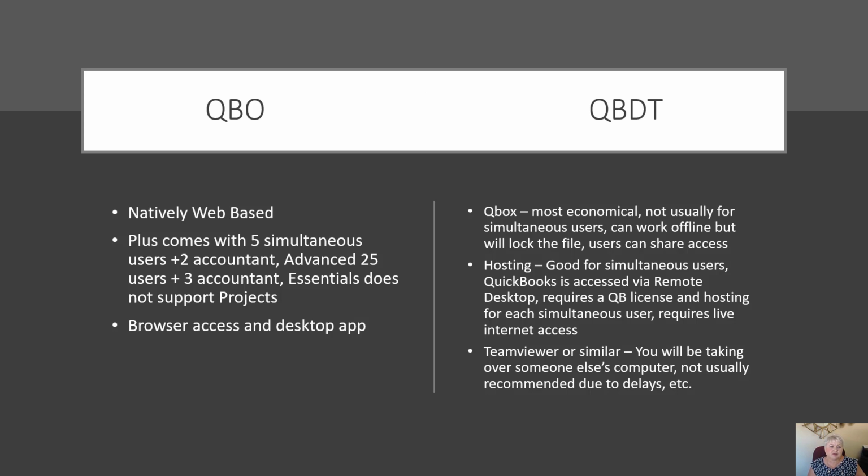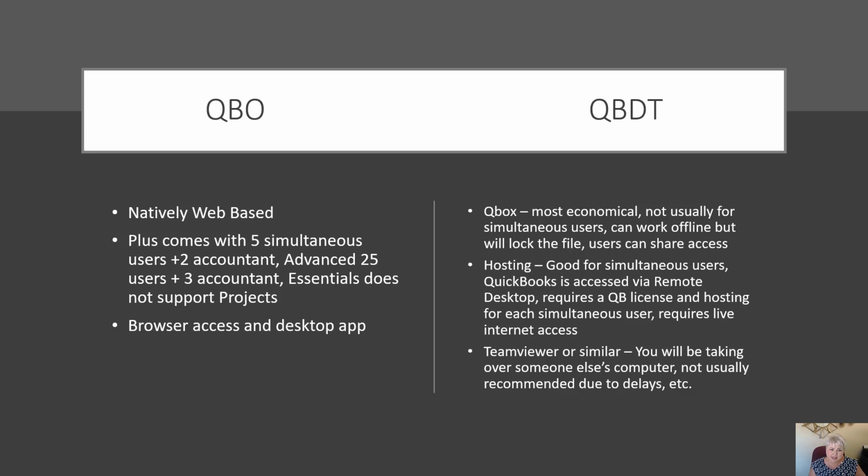It also comes with one subscription price with 5 simultaneous users plus 2 accountant users. The advanced version comes with 25 users plus 3 accountant users. And Essentials doesn't support projects at all, so you're probably not going to want to use Essentials. You can access QuickBooks Online either just directly through your web browser or through the desktop app.